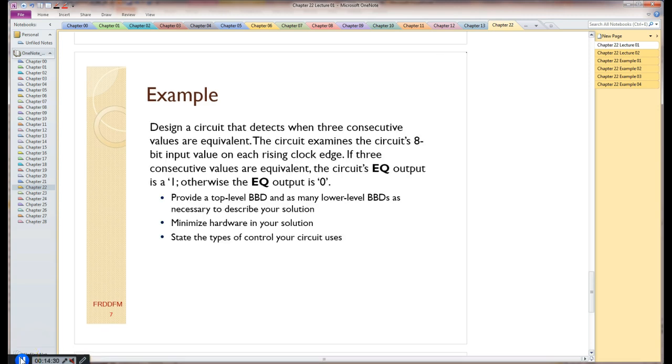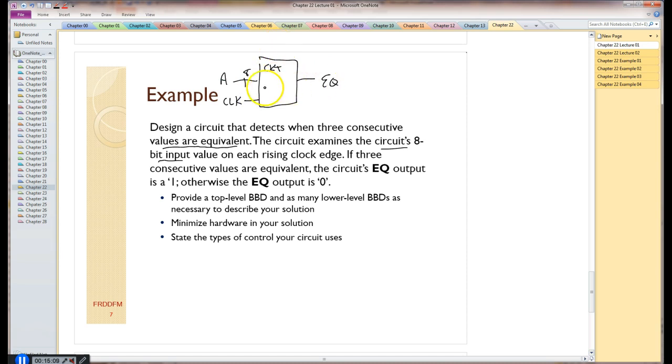Okay, here is an example problem, and what it's doing is comparing 3 consecutive values and determining whether those 3 consecutive values are equivalent. Now, the idea is there's only one input on this circuit, and so let's go ahead and draw that. I'm going to be short on space on this one.